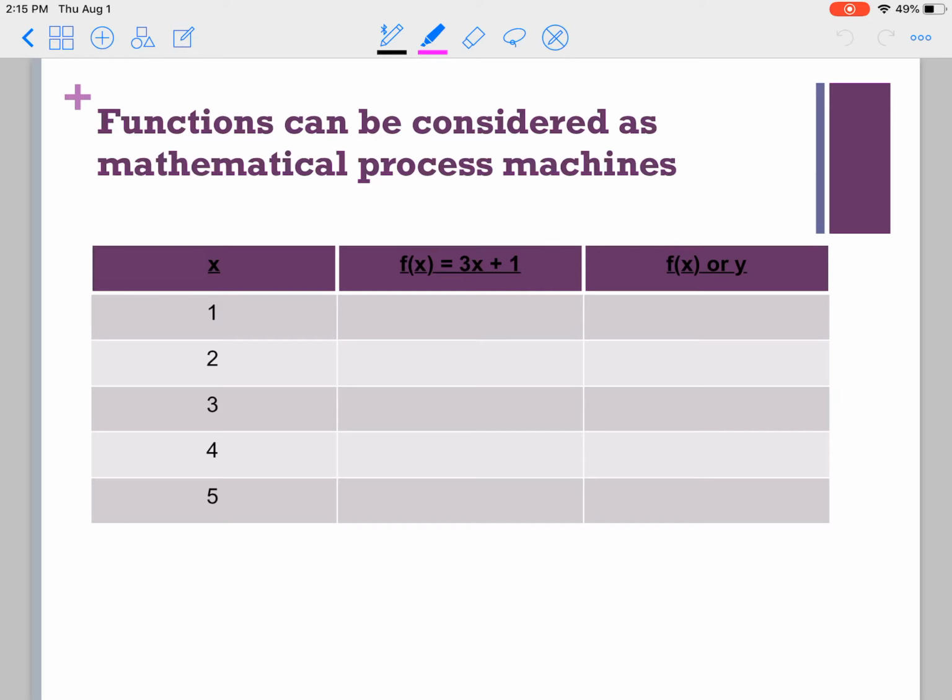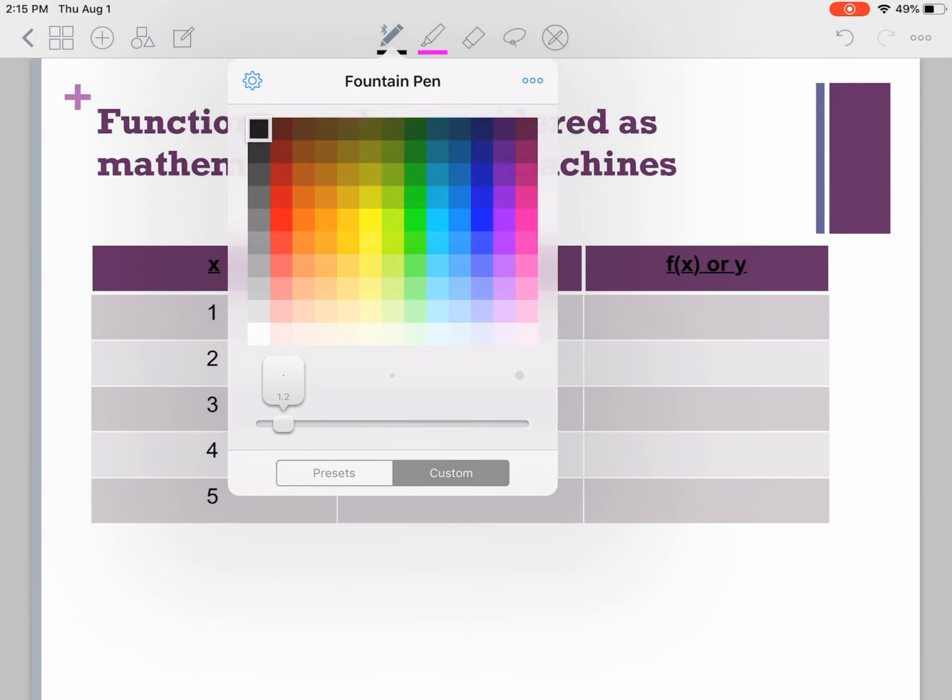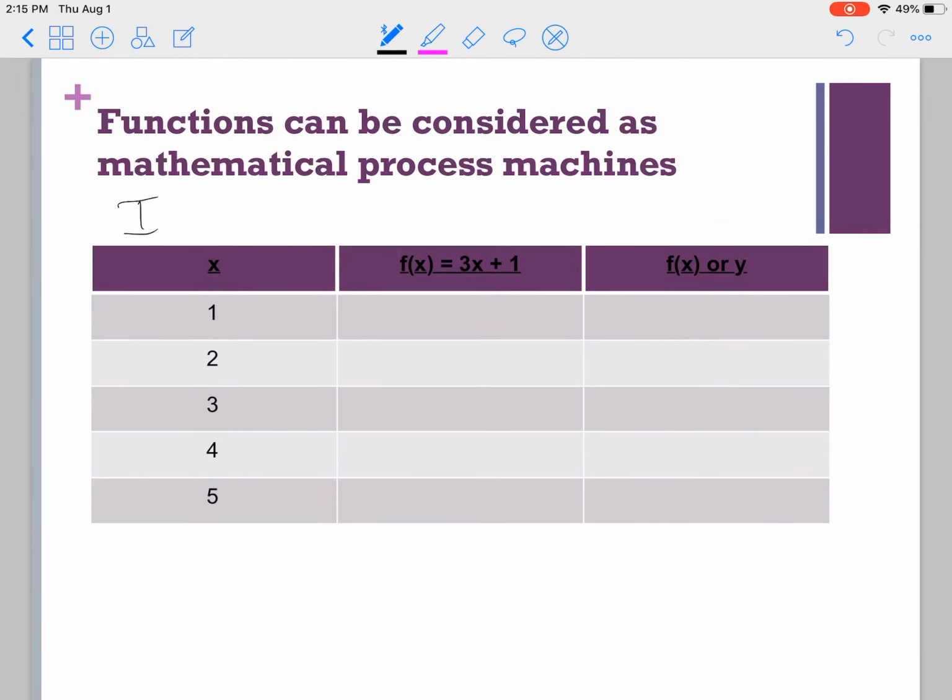Okay, lastly, functions can be considered as mathematical process machines. In other words, you put something in, you get something out. So the something that we put in is going to be the x. The x would be the input. That's what we're putting into the equation or the function rule that they give us. And then the f of x or the y is going to be our output.